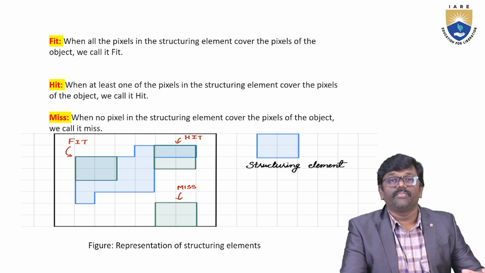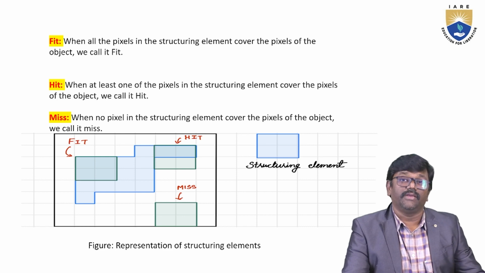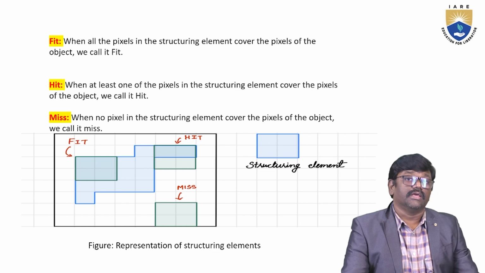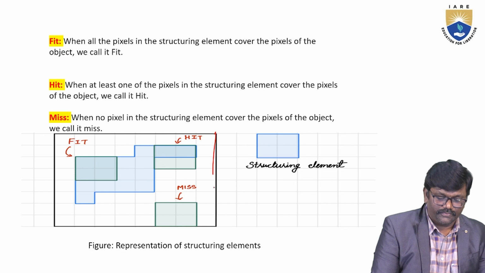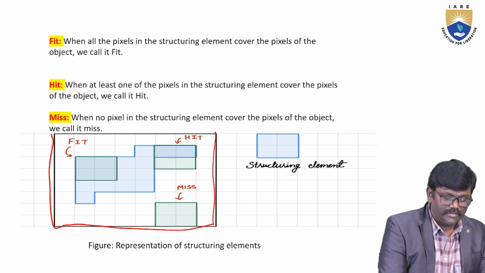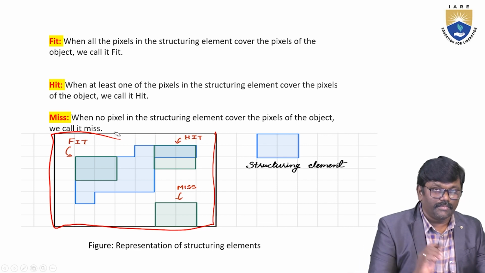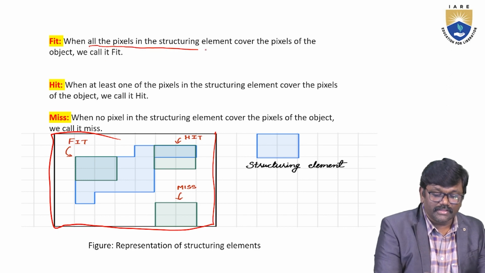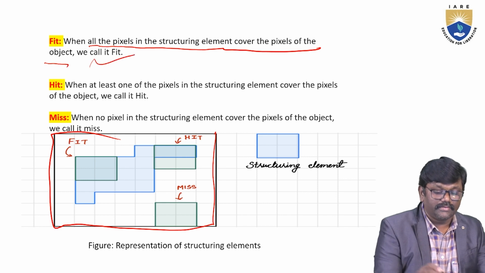is going to be represented, how you are going to define those things by taking the representation of structuring elements in the form of characteristics. Let us say you take one universal picture in image processing. So what is the meaning of first, fit? Fit means all the pixels in the structuring element cover all the pixels of the object. We call that a fit.